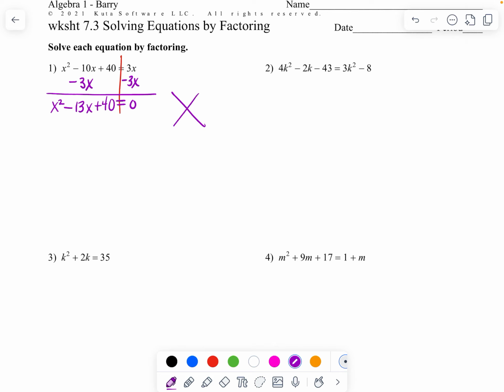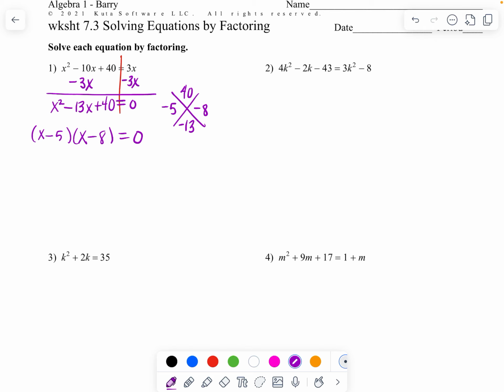All right, it's now time to factor. A times C is 1 times 40, or 40. Our B is negative 13. The sides of our x should be a negative 5 and a negative 8, because those are the 2 numbers that multiply to 40 but add to negative 13. Put those inside of your parentheses, so x minus 5 and x minus 8 equals 0.